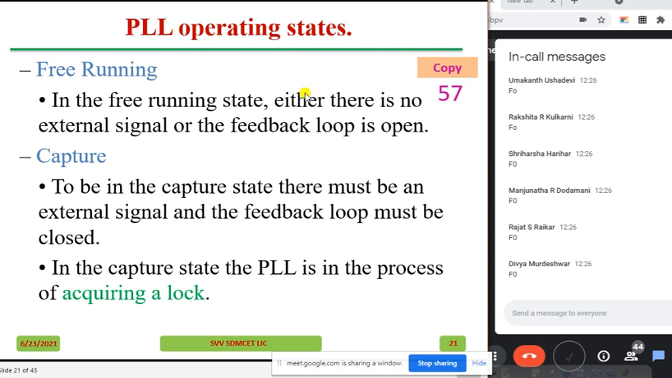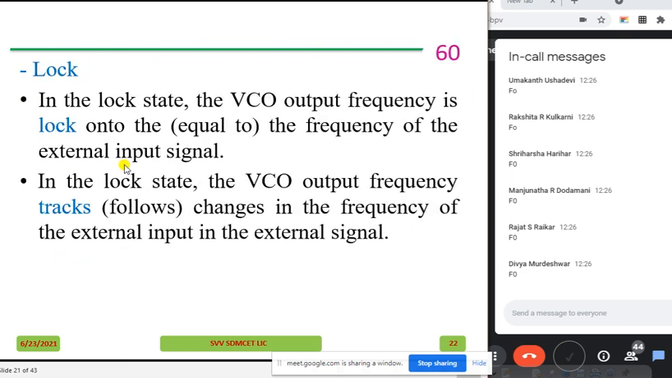In the free running state, either there is no external signal or the feedback loop is open. For the capture state, there must be an external signal and the feedback loop must be closed. Then only there is a chance of capturing. Actually this is very interesting, and some people are doing a PhD on this, and it takes a lot of time to understand in depth. But this much of what you understood is more than enough as of now for your syllabus.